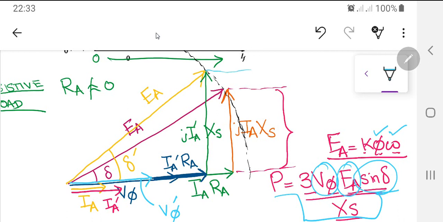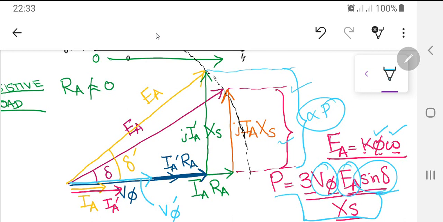So the EA vector, this vector, we can call proportional to the power, because EA sine of delta bar is proportional to P. So what has happened? The power has also changed from this purple color to this blue color. The length of this y-axis, that is EA, the magnitude is still the same, only the angle has changed.